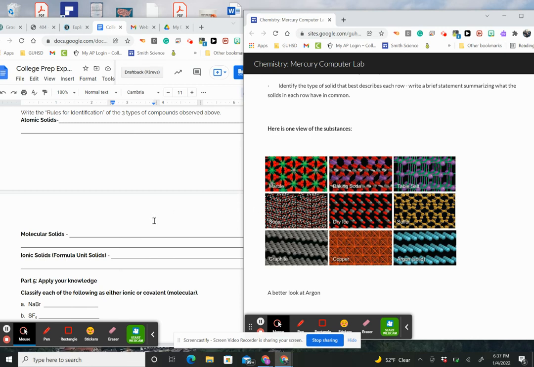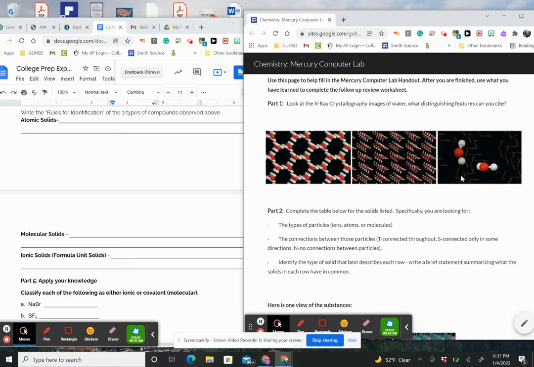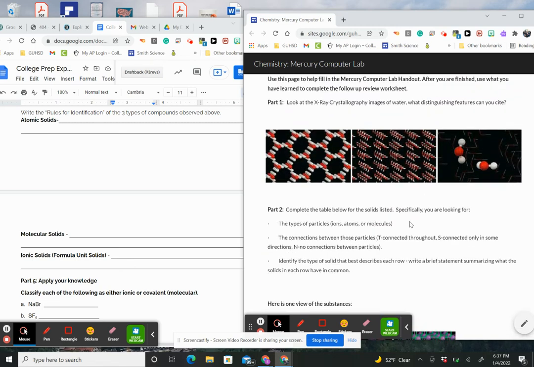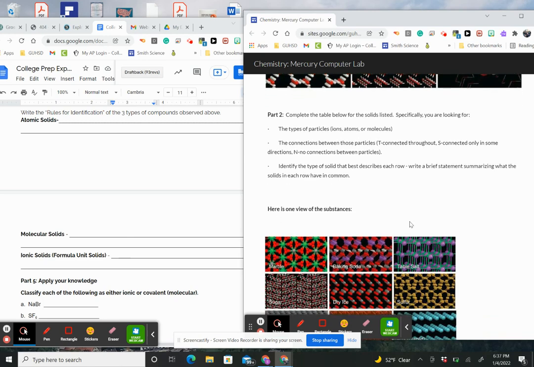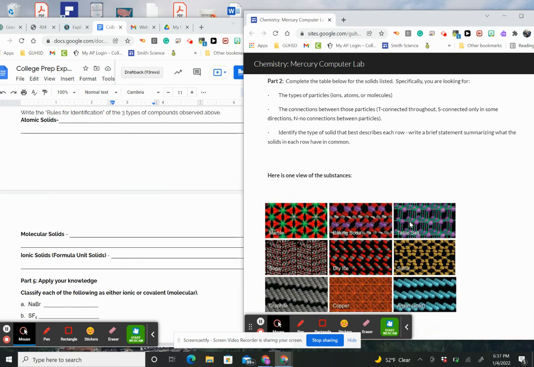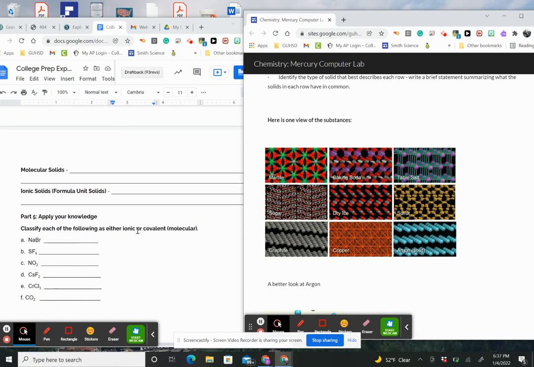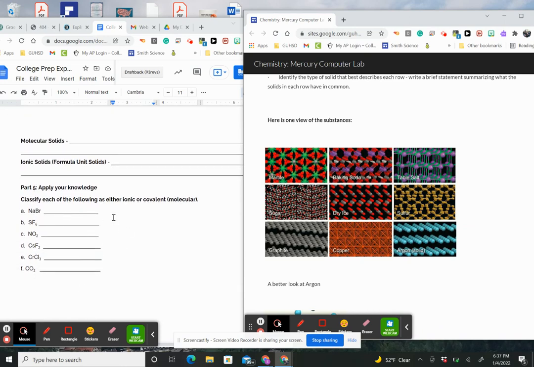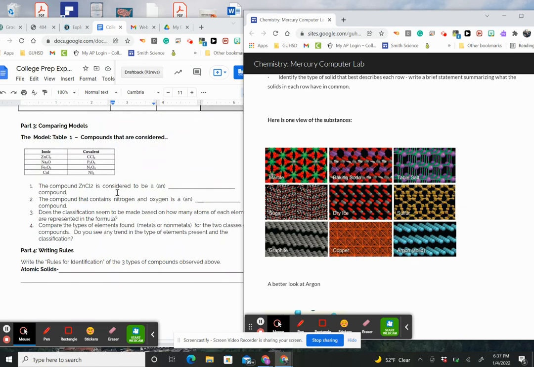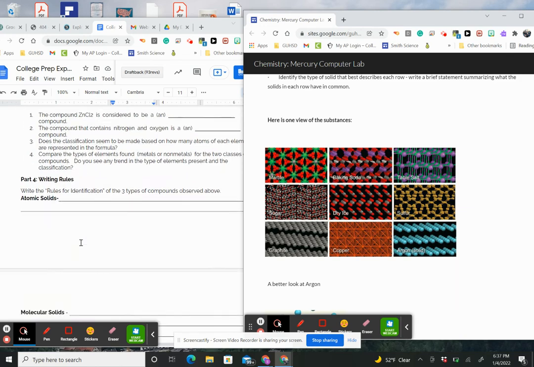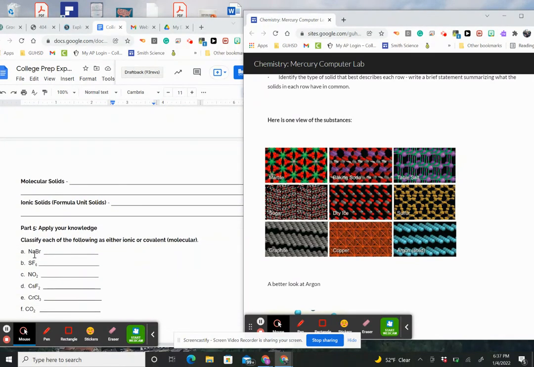What are some similarities and what are some differences? How can you tell, for example, how does table salt look very different from something like dry ice? Or even the water up here, because water is going to be another molecule. It's actually going to be a molecular liquid, and here I've given you molecular solids. Then you're going to apply your knowledge. Take what you learned from this table, ionic versus covalent, and then see what you can find here.